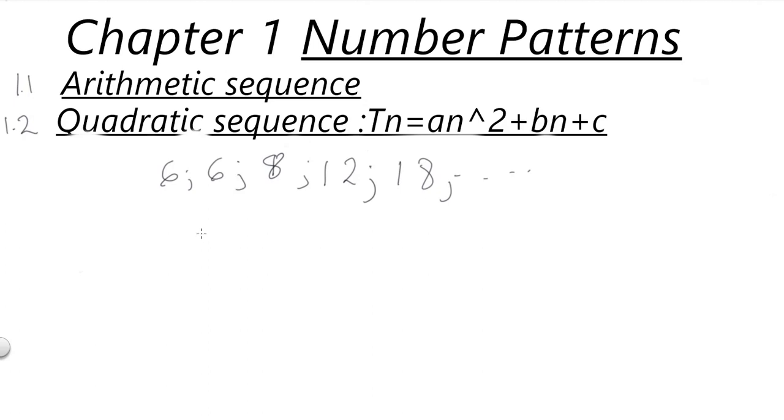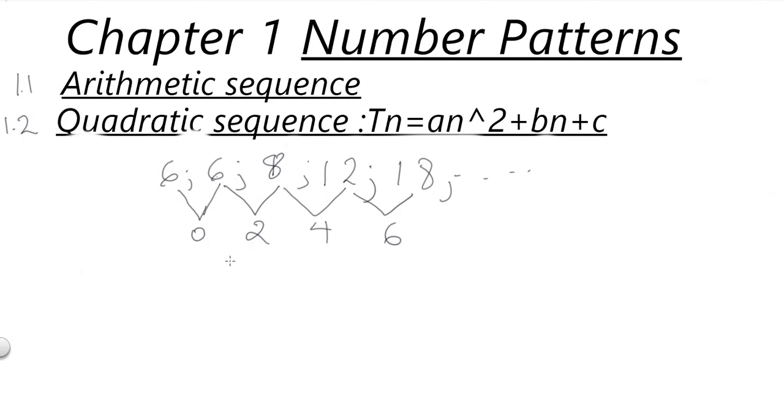Now, when you look at this sequence, you can see the first number is 6, the second number is 6. Already, we can see that the first difference here is 0, because 6 minus 6 is 0. 8 minus 6 will be 2. And then 12 minus 8 will be 4. 18 minus 12 will be 6. And so on.